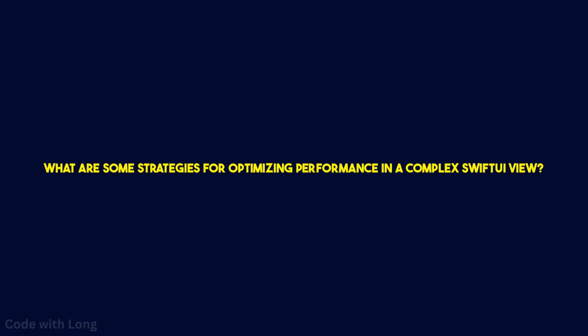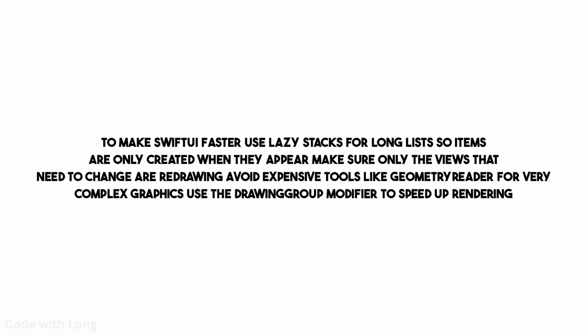What are some strategies for optimizing performance in a complex SwiftUI view? To make SwiftUI faster, use lazy stacks for long lists, so items are only created when they appear. Make sure only the views that need to change are redrawing. Avoid expensive tools like GeometryReader. For very complex graphics, use the drawingGroup modifier to speed up rendering.